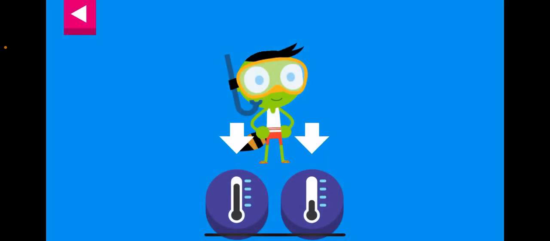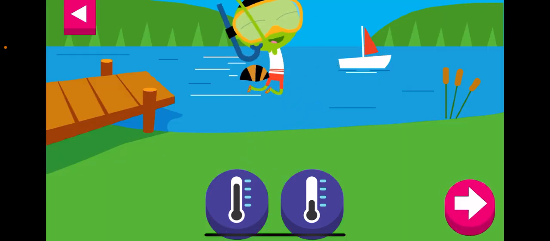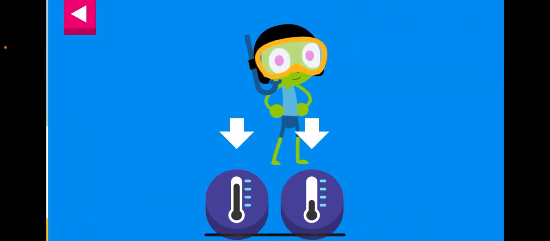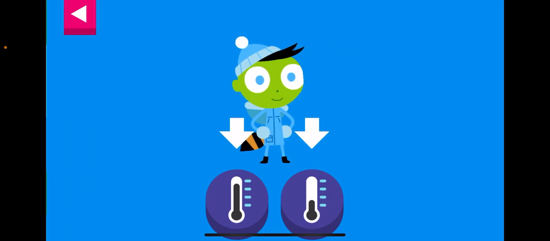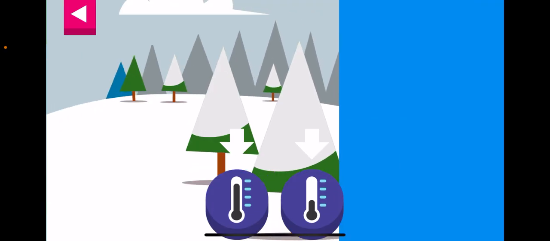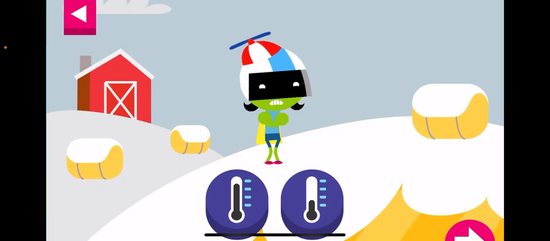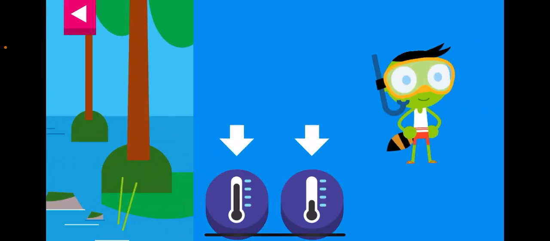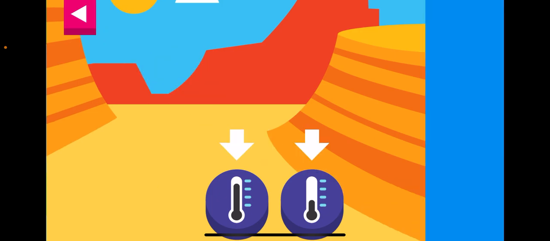Dell's ready for a swim. Tap the thermometer you think shows the right temperature for a swim day. This one. Dee is bundled up. This one. Dot's ready for warm. This one. Dell is dressed for the cold.